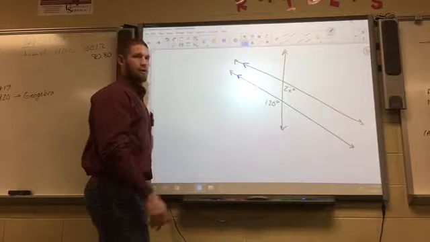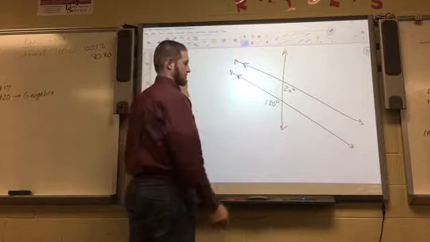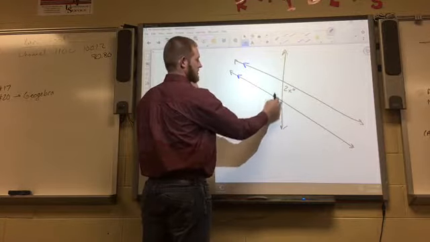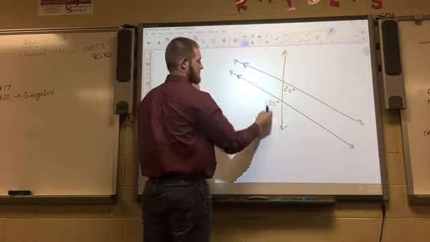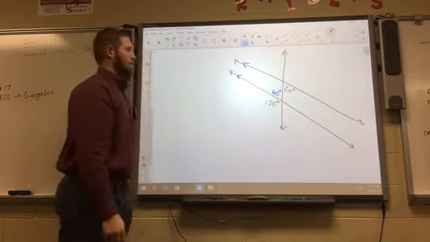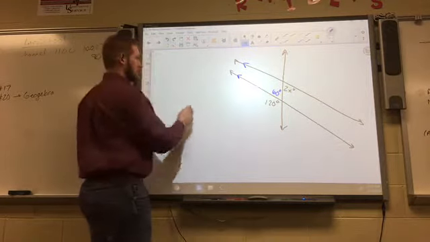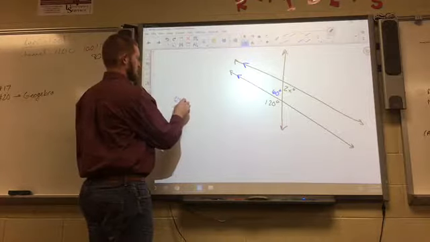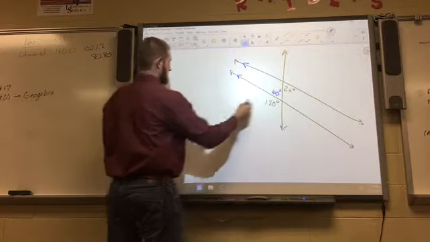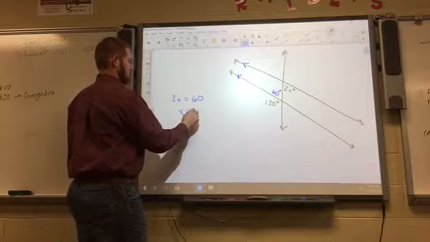Personally, I like alternate interior angles. I have no reason as to why, it's just the one I like the most. So I would find this angle. Well, these are a linear pair, this must be how many degrees? 60, because they have to add to 180, right? So now, the equation I would set up is 2x plus 120 equals 180. Or I could just do 2x equals 60, right? And x equals 30.